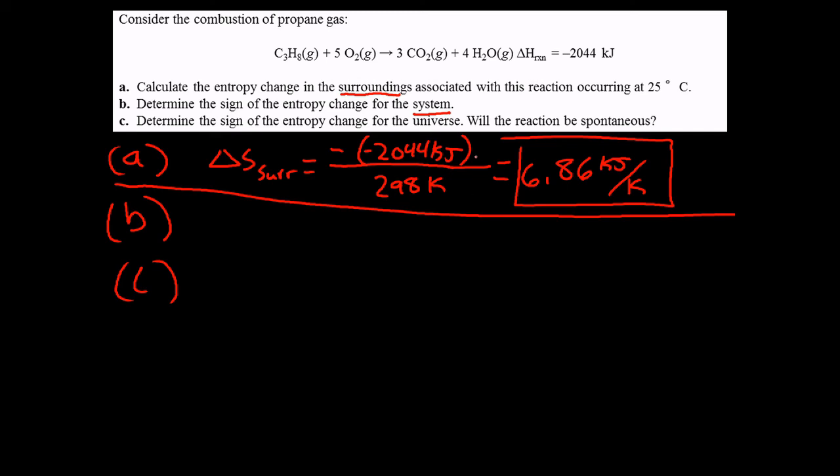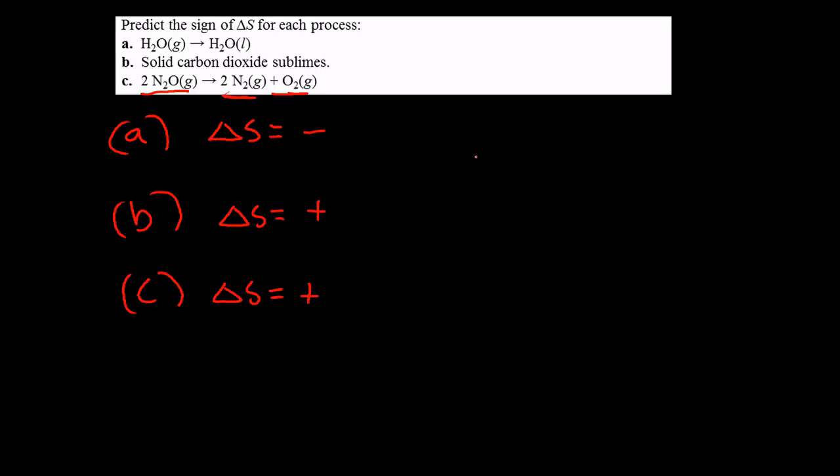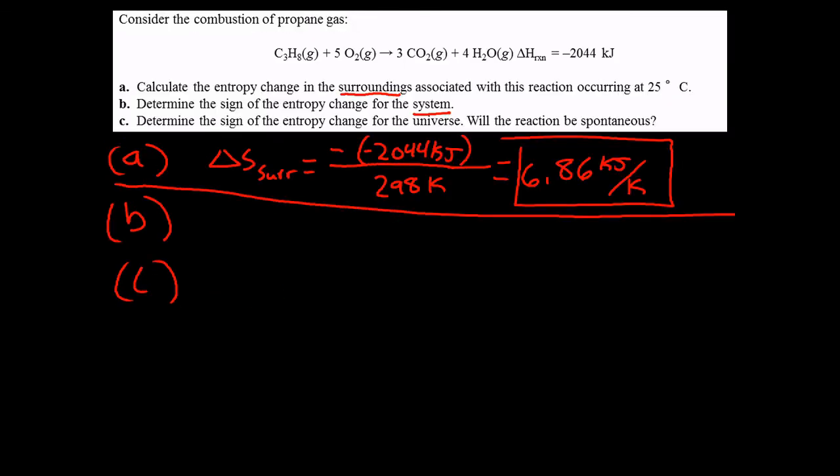Instead, we're going to do something very similar to what we did in the last one, because we're not actually asked to find the value for the entropy change. We're just asked to find the sign. Is it positive or negative? And so we're just going to take a look at the reaction. Everything involved in the reaction is a gas, so we don't have any clues in terms of liquids versus solids versus gases, because everything is a gas.